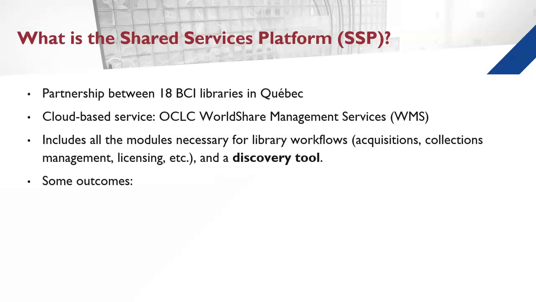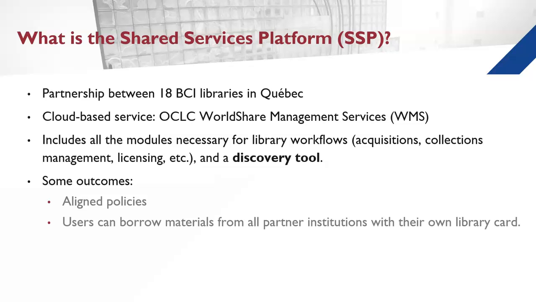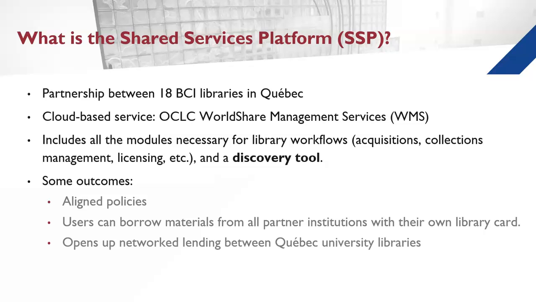But before we get to that, let me just quickly mention some of the outcomes from the partnership. They include things like aligned policies, so things like everyone having the same renewal policies, fines, or how many books users can take out. Another outcome is that users will be able to go to other BCI university libraries and borrow materials using their Concordia student ID instead of a BCI card, which is what students had to use in the past. And finally, the shared service will open up lending between the BCI libraries.